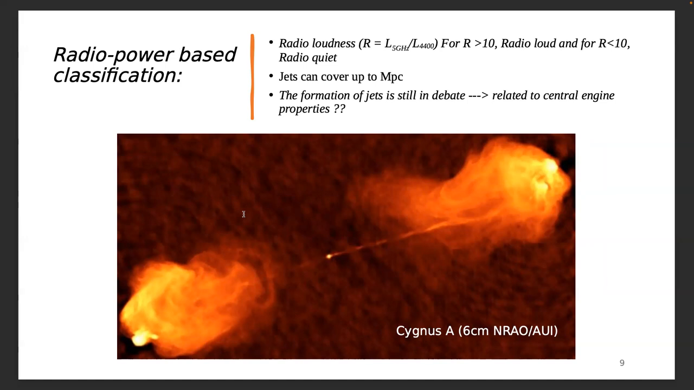Also, radio loud AGNs, depending on the morphology, are further classified into FR1 and FR2. So for example, this is an FR2 radio loud source. And as you can see here, the jet from the central galaxy is almost reaching up to megaparsec scale. So this is very unique. And this is an example of an FR2 radio loud AGN.